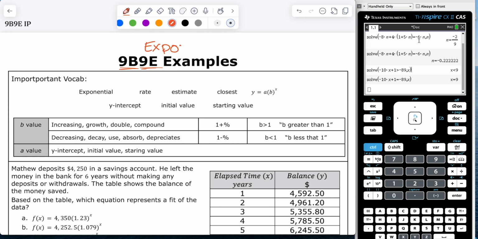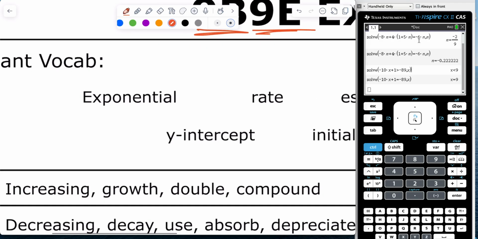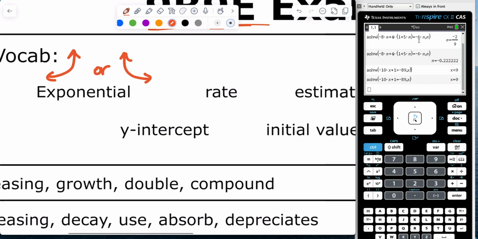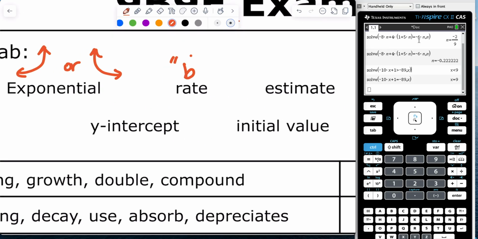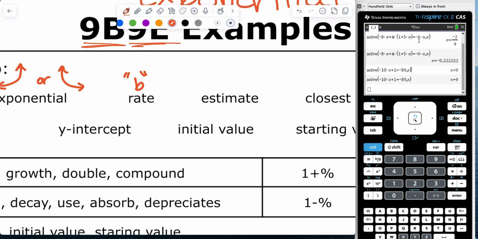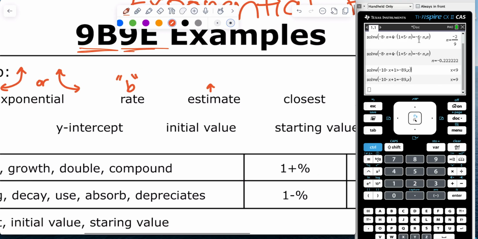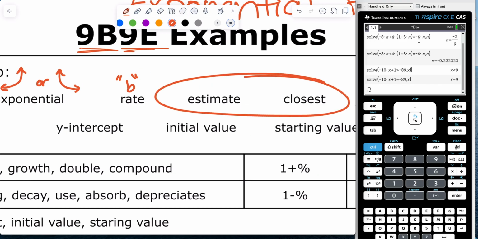Exponential functions: we have exponential, which is going to be that J shape, like this, or like this. Then you have your rate, which is going to be your B value. Then you have estimate, which is going to be, right here, your closest answer.